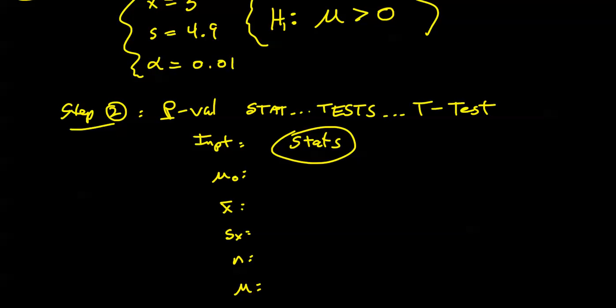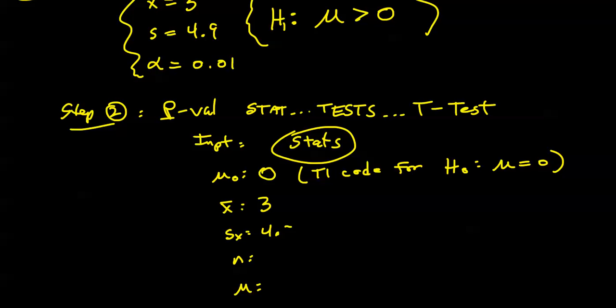Alright. Mu sub 0. Again, that's TI lingo for our null hypothesis statement. Well, the null hypothesis is that mu is 0. So I'll put in 0 there. Again, this is TI shorthand for the null hypothesis that indeed mu equals 0. X bar sample mean, well, that was 3. It's given to us. The sample standard deviation was 4.9. The sample size was 40.